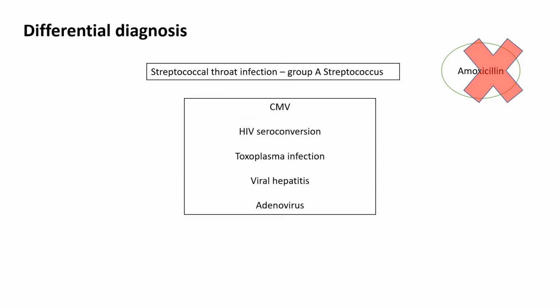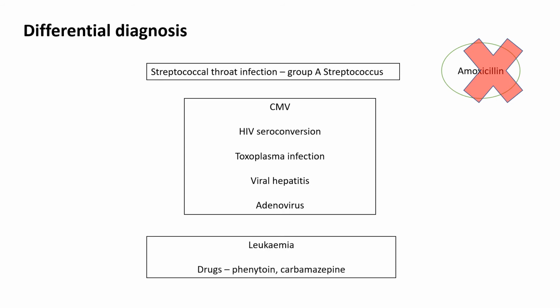Some infections may present with mononucleosis-like symptoms. These are CMV, HIV during seroconversion, toxoplasma infection, viral hepatitis, and adenovirus infection. Similar symptoms can also be seen in non-infectious diseases, like leukemia and with certain drugs, for example, phenytoin.